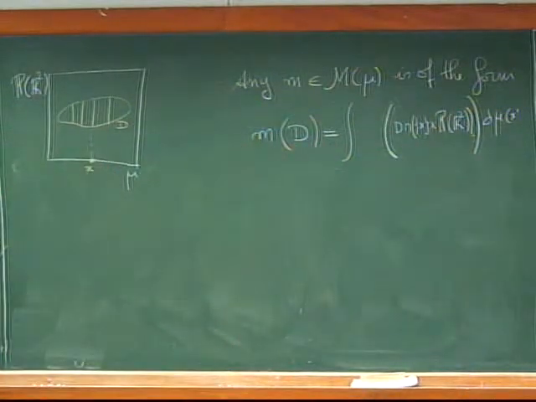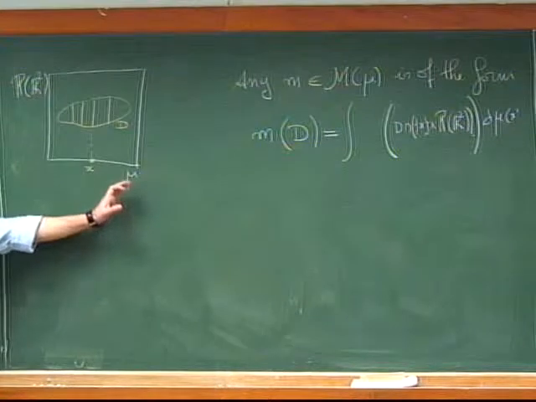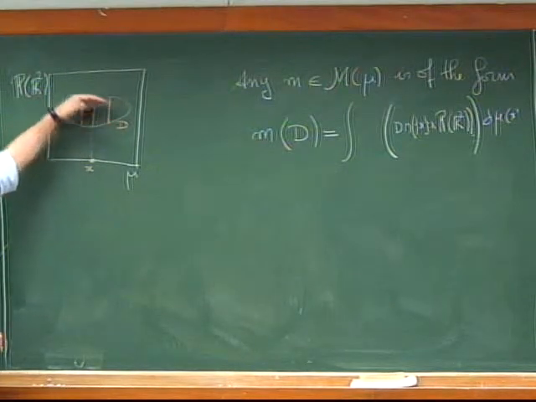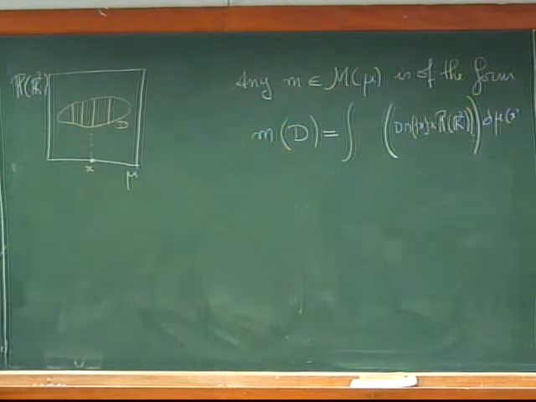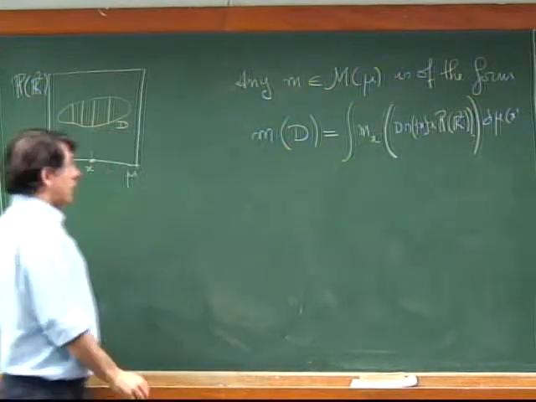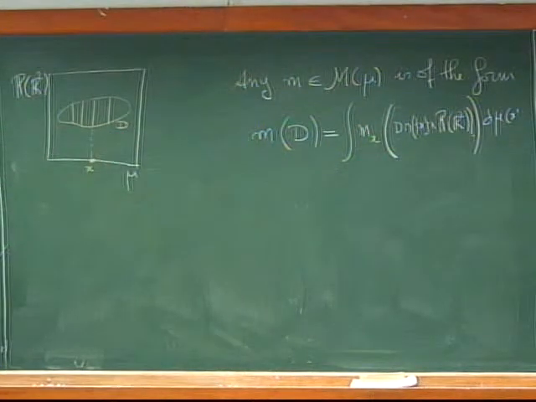So any measure that projects down to mu can be calculated in this way. You calculate the measure of the different verticals, and then you integrate that with respect to mu. The one thing that I didn't say is how do you calculate the measure of the verticals? Well, by some measure, m_x, that may depend on the point x.